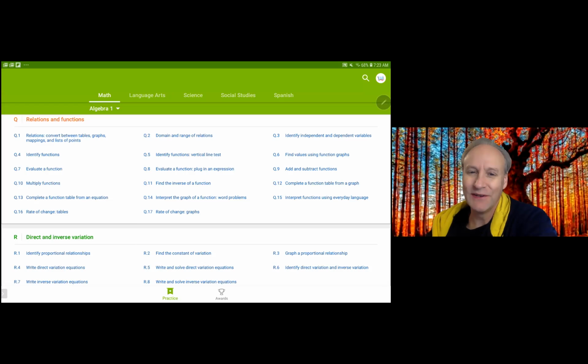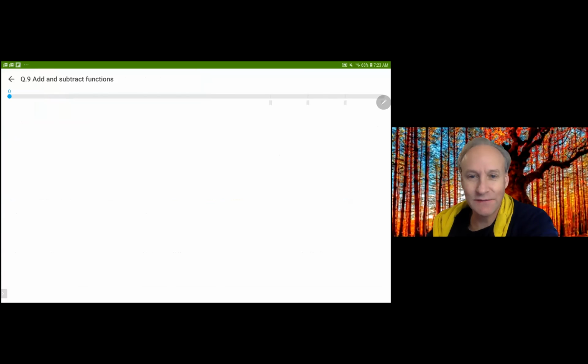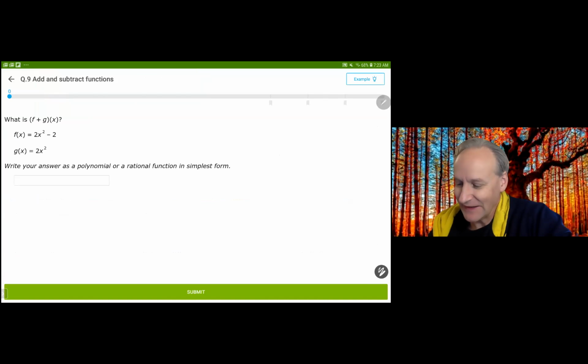Hi, everybody. We're doing Q9. I keep making errors, so I think I'm going to be a little more careful with my notation. And we're doing Q9, which is adding and subtracting functions. And let's see if I can get it right this time. We're talking about f of x. My pen will work this time too.